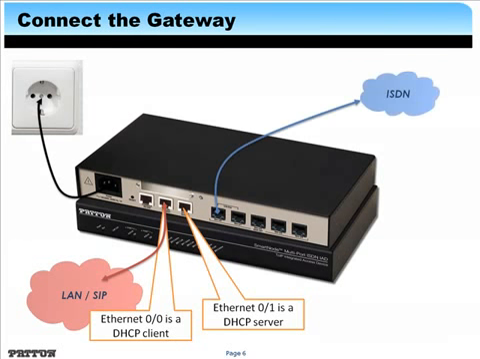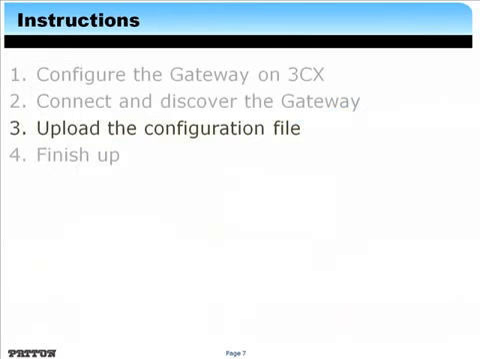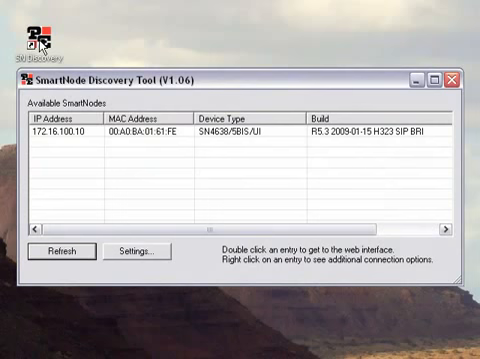And then I can hook up the ISDN lines. I'm starting at the very left with port 0, moving to the right with all the other lines that I have available. Let's give the gateway some time to start up, and then we're going to discover it, and then we can upload the configuration file. The SmartNode Discovery tool can be downloaded from the Patton website. It's a little utility that helps you configure SmartNodes. Once you installed it, it shows as a little icon, and I'm going to double click it.